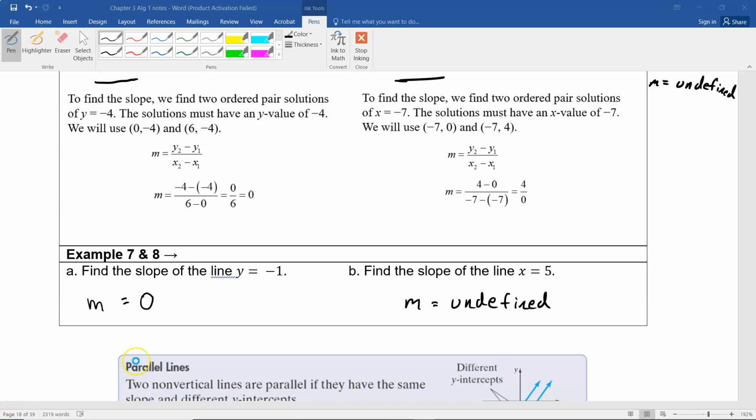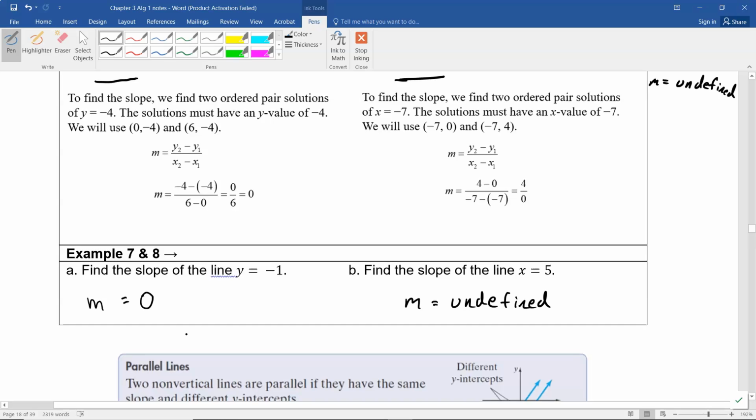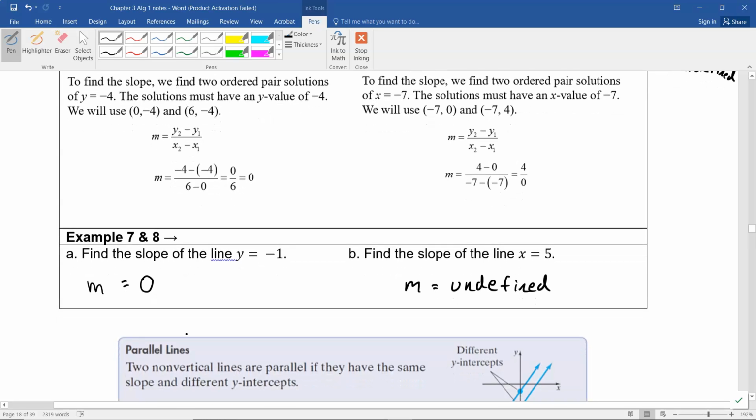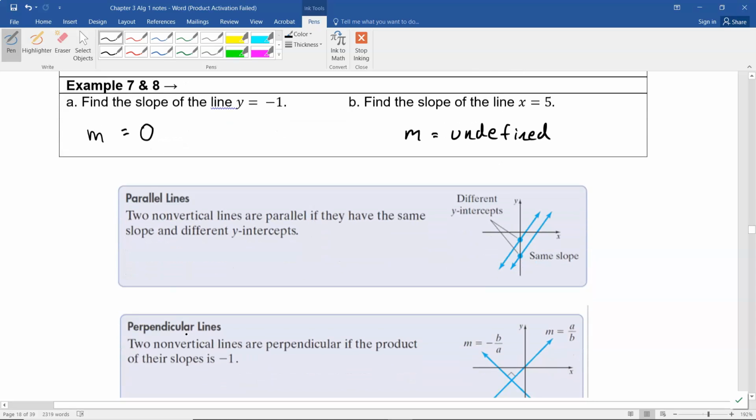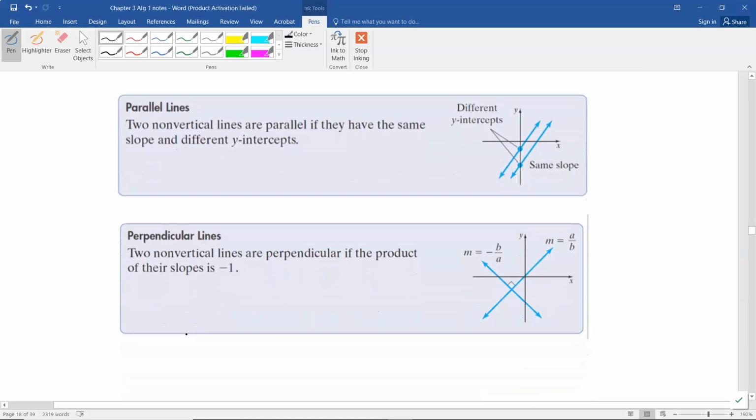Okay, so hopefully you didn't just back the video up and look at the definitions above. But yeah, these are the answers to it. So remember that y equals a number will always give you a 0 slope, and x equals a number will always give you an undefined slope. So the next thing we're going to talk about is parallel and perpendicular lines.